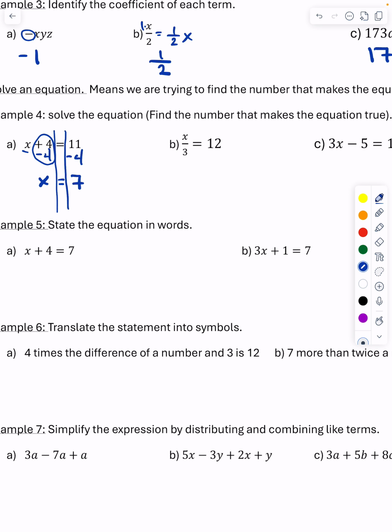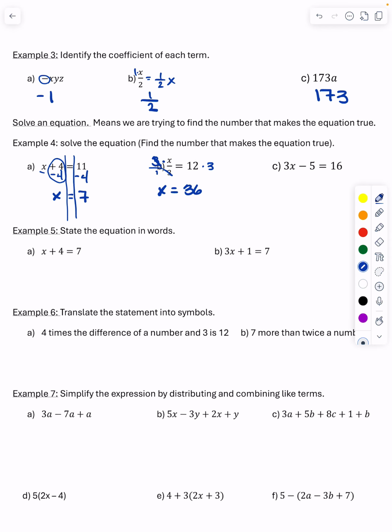On B, x over 3 we read as x divided by 3. The opposite of divide by 3 is times 3. And when I say I'm multiplying by 3, I'm multiplying by 3 over 1. 3 over 3 is 1. That is not what we are doing. Multiplying by 3 over 1, so I have a 3 in the numerator and a 3 in the denominator to cancel. I get 1x left over. 12 times 3 is 36.